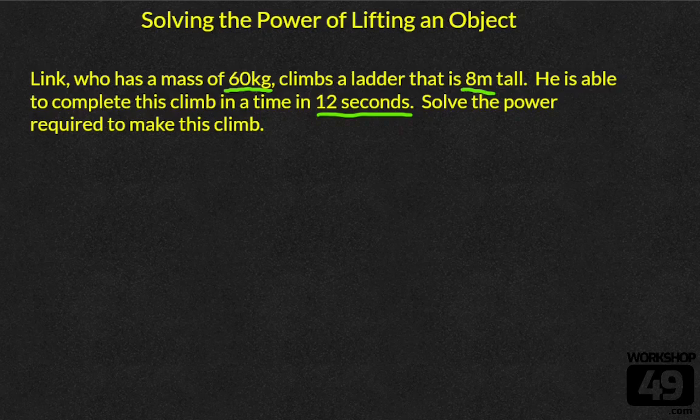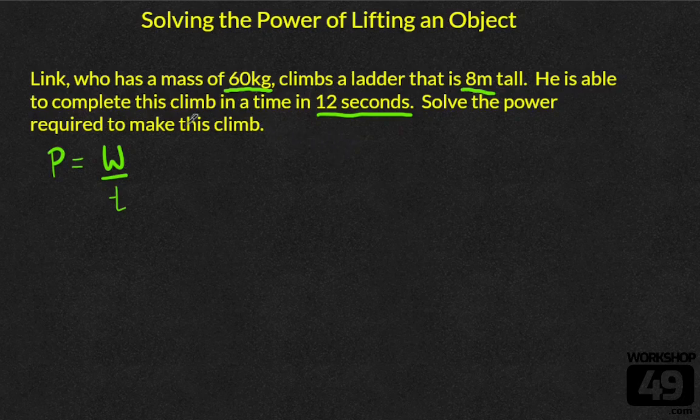So if you can solve work, which is what we've been working on, power is just an easy extra step. Because anytime you're solving for power, our power is just equal to the work divided by the time. So all we really need to focus on here is figuring out how much work Link did to climb the ladder, and then divide it by our time, which is 12 seconds.